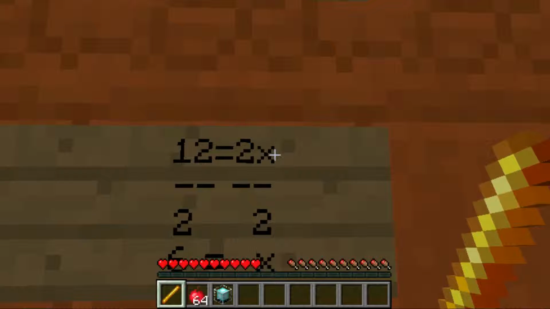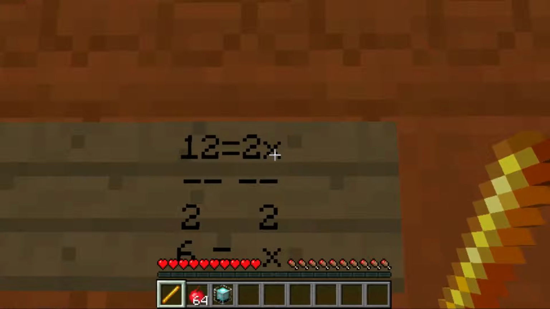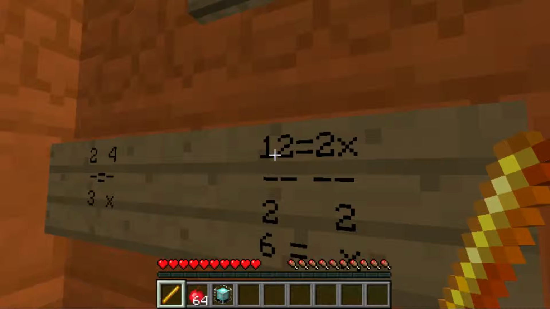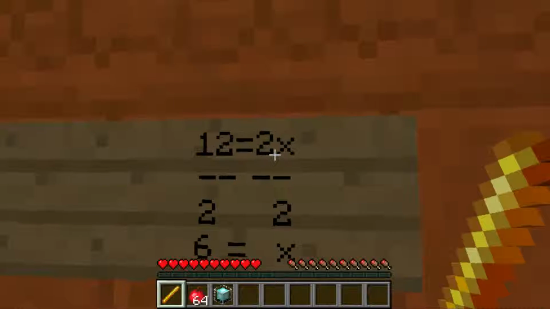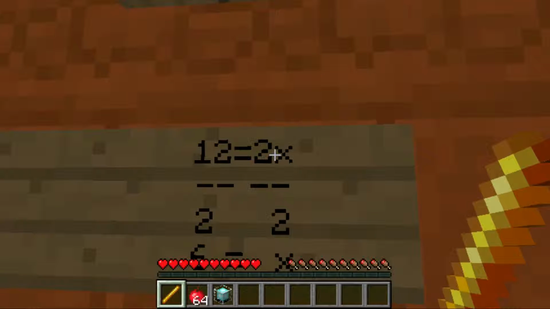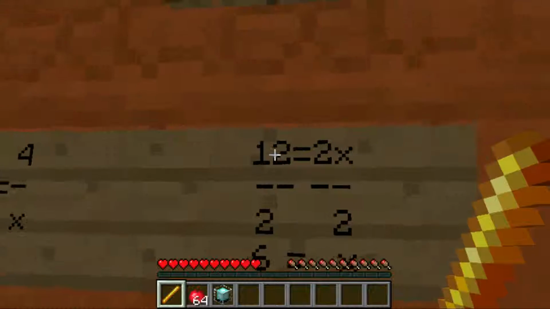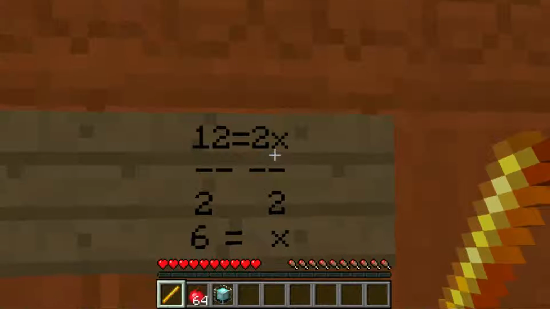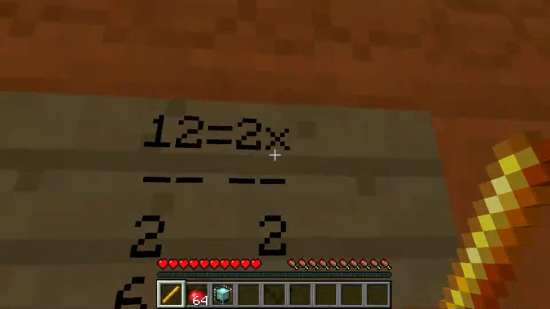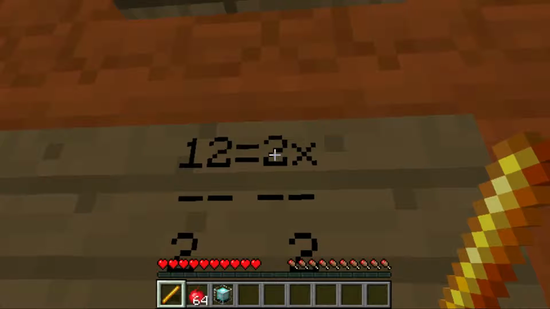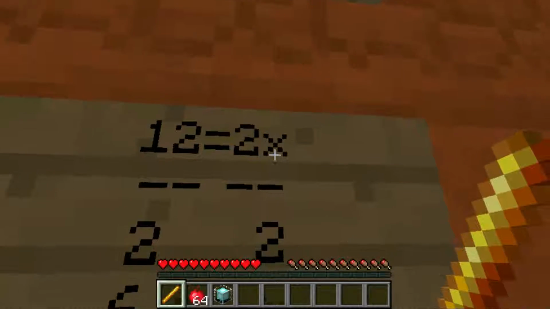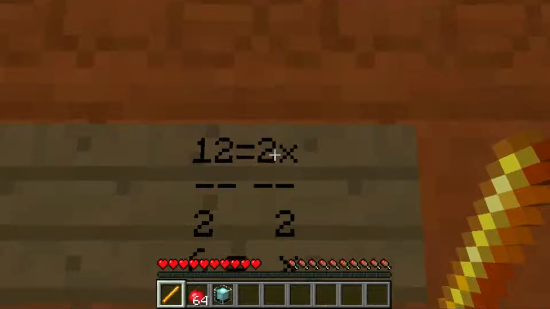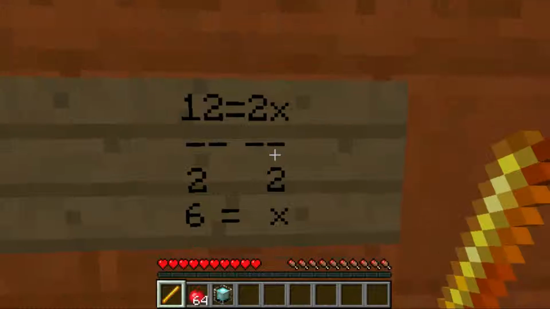What we're trying to do is get the x alone on one side of the equal sign, and then on the other side there should be what x is. But what we have for now is 12 equals 2x. So the way to get x alone is we need to remove this 2. Now this 2 is being multiplied by this x. And so what's the opposite of multiplication? Division. And so we divide this whole thing by 2.